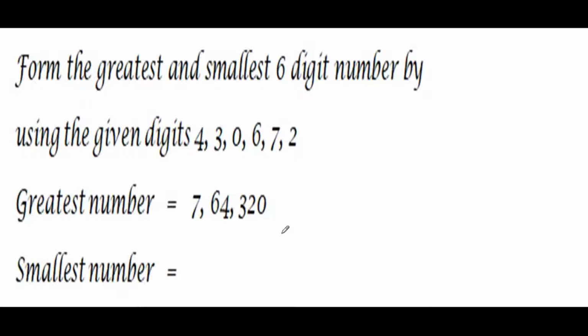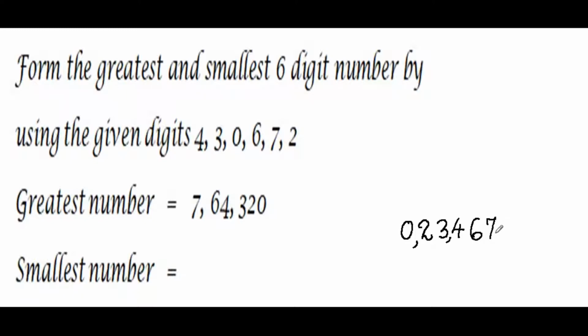What we have learned is that we have to arrange in ascending order. Ascending order means we have to write the least number first. Here the least number is 0. So, if I start with 0, it will be like this: 0, 2, 3, 4, 6, 7. And how can we read this number? This number is 23,467. Is it correct?